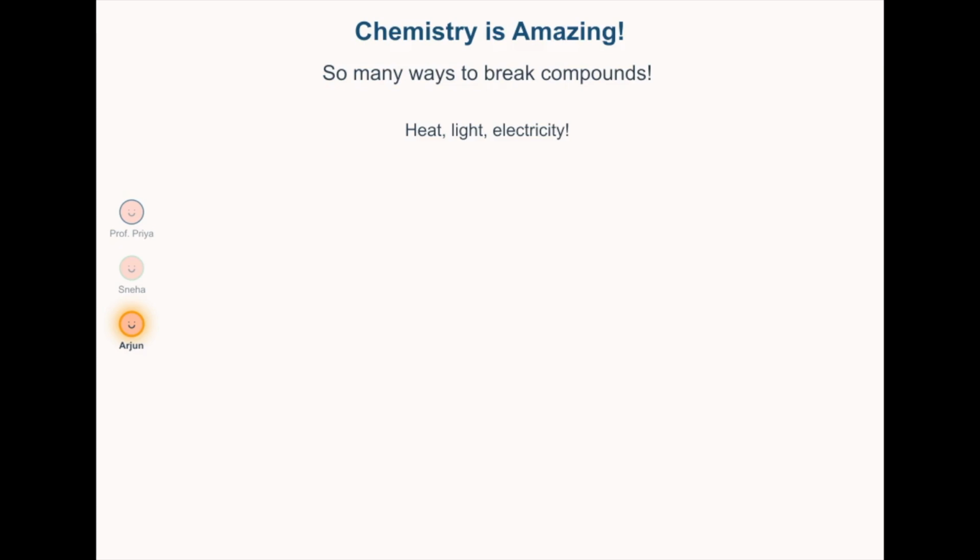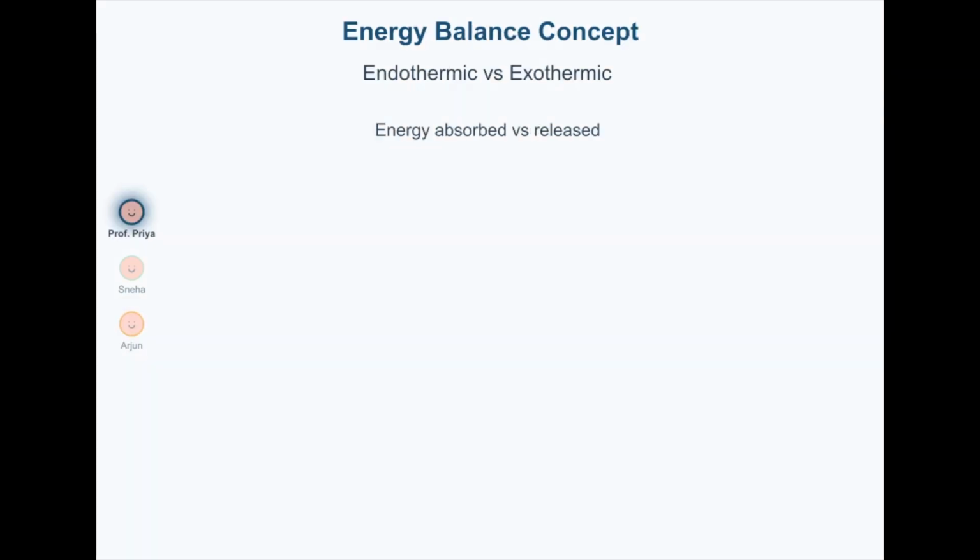Chemistry is amazing. There are so many different ways to break compounds apart using different forms of energy. Remember, decomposition reactions are typically endothermic, they absorb energy. Combination reactions are usually exothermic, they release energy. Excellent work on decomposition. Next, we'll explore oxidation, when substances react with oxygen or lose electrons in daily life.